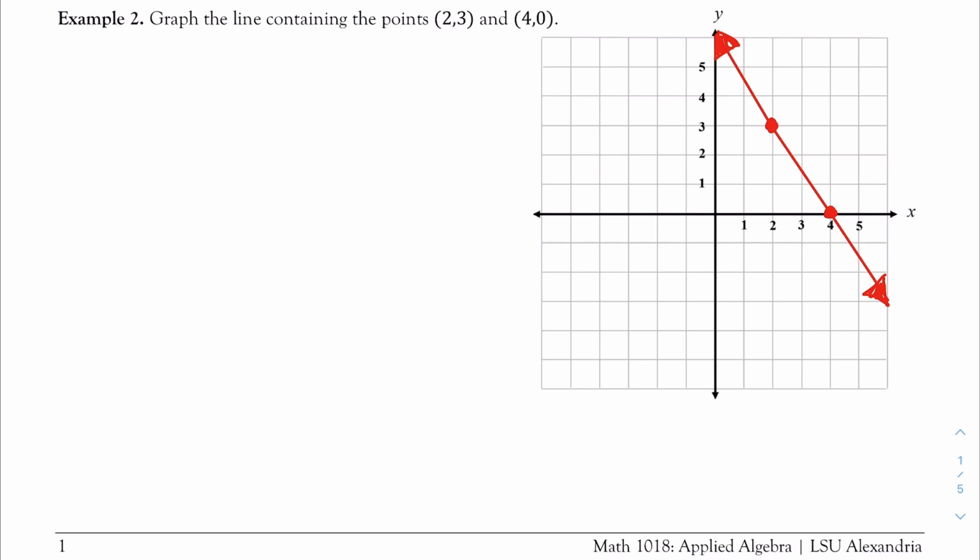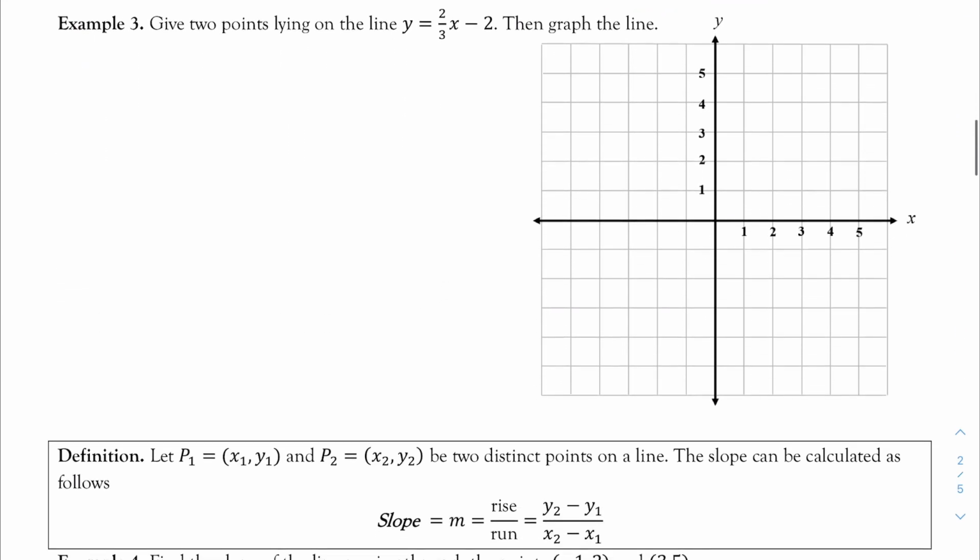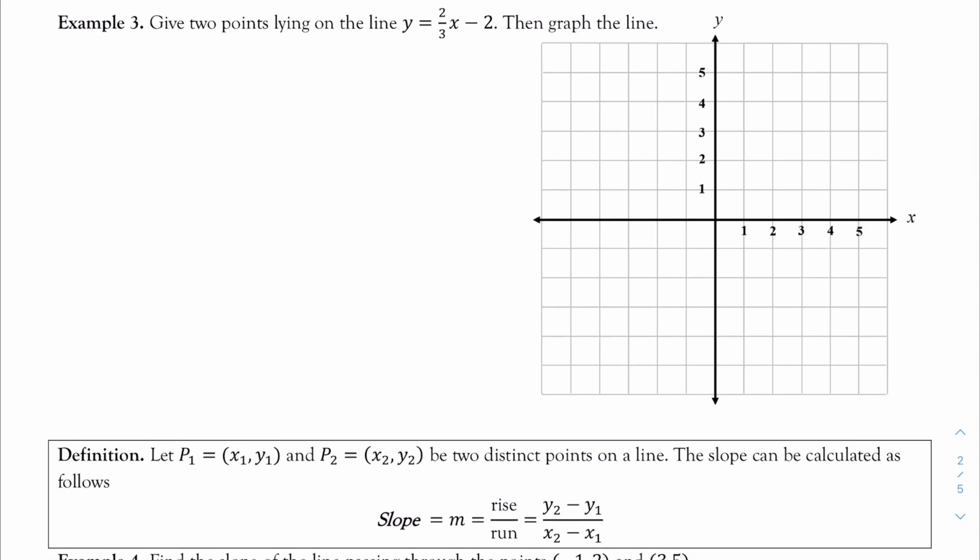Now, let's go ahead and look at example 3. This time, similar instructions: give 2 points lying on this given line, y is equal to 2/3 x minus 2. And once again, I want you to graph the line. This time I didn't give you the 2 points, but I claim that you can give me 2 points.